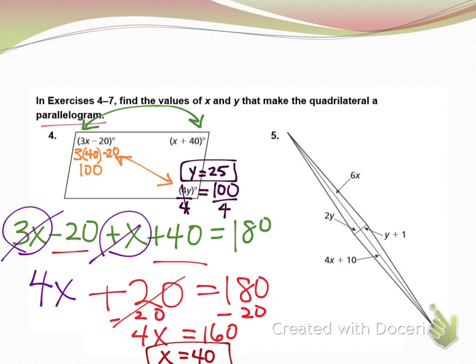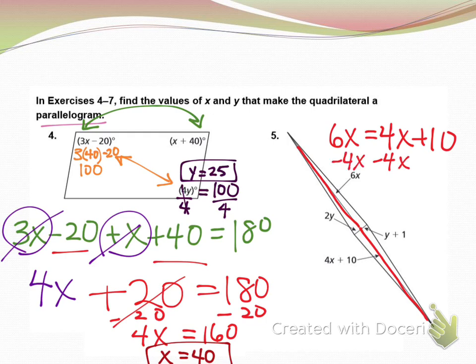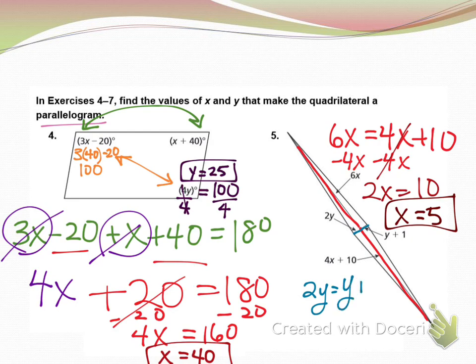Good. And then the last, are these sides, angles, or diagonals? Diagonals. So we know diagonals are cut in half. So 6x is going to equal 4x plus 10. Subtract 4x. 2x equals 10. So x equals 5. Good. And then the other diagonal, 2y equals y plus 1. Subtract y. Wonderful news.